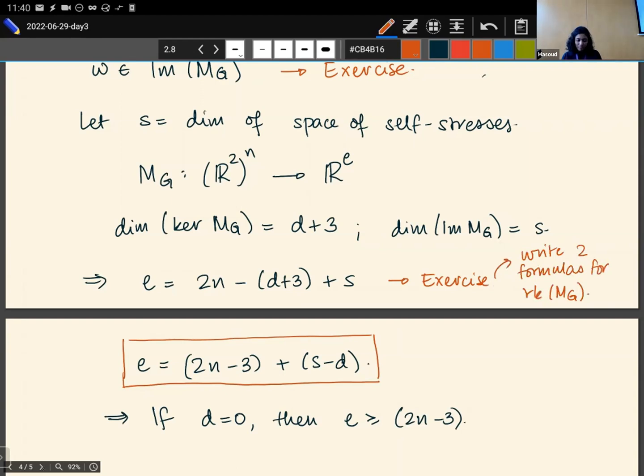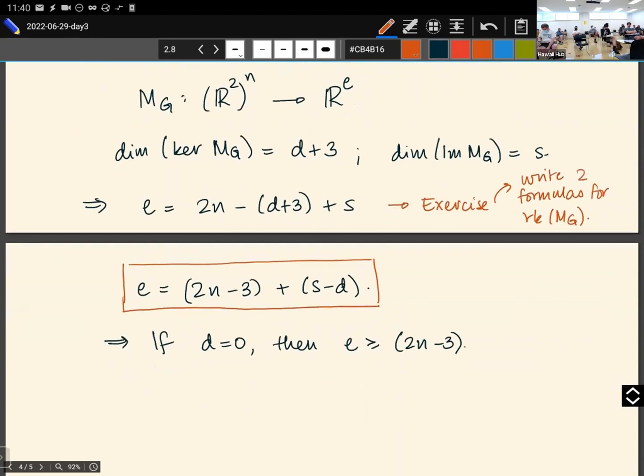Okay, any other questions? So now, the nice thing is that computing D for any fixed framework is maybe not trivial to do. On the other hand, this equation reduces the calculation to computing the space of self-stresses, which again is not clear how to do, but that's where the Maxwell-Cremona correspondence comes in.